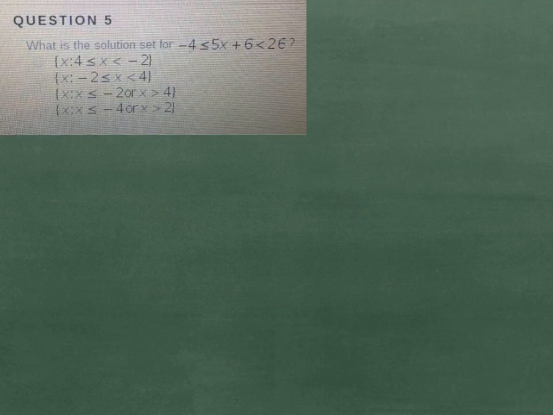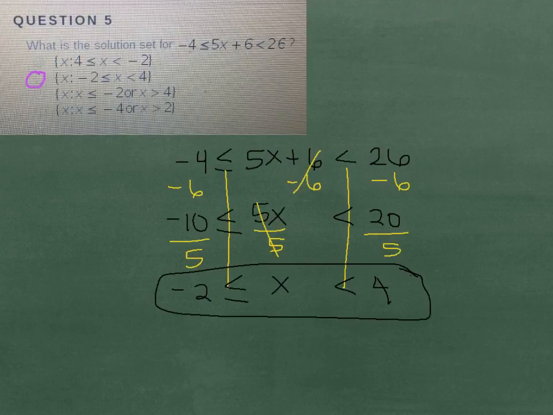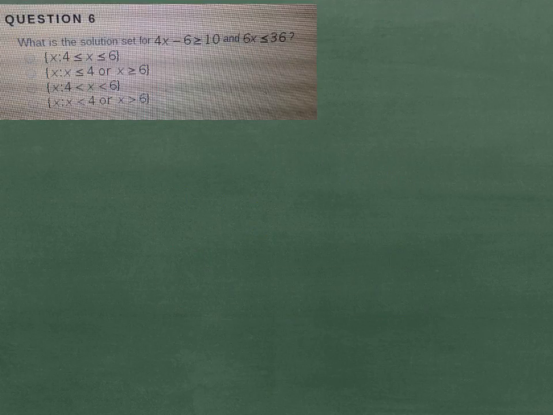Question number 5. What is the solution set for negative 4 less than or equal to 5x plus 6 less than 26? I'm going to go ahead and work this out quickly. Alright, make sure you show work like I did. Look at all of my steps. Pause this video and you'll see that the answer is the second one.